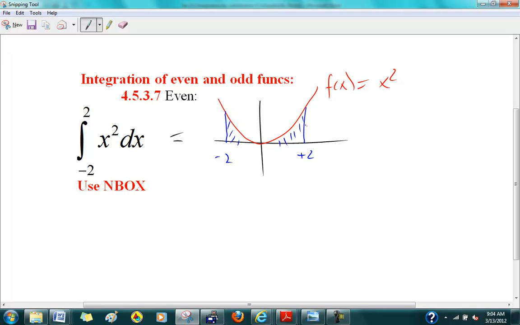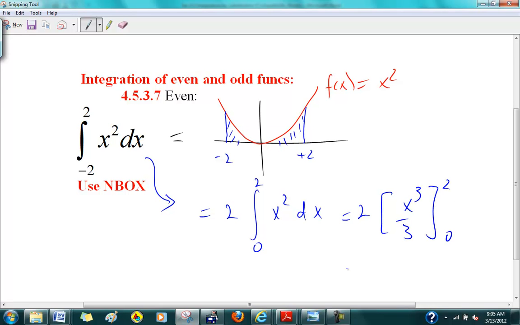What do you think is happening to the blue shaded areas? What do you think the relationship is? They are equal. Okay, they are equal. So I can rewrite this as equal to 2 times the integral of x squared dx from 0 to 2. All right, and you know that this is then equal to 2 x cubed over 3, from 0 to 2, and so that gives me 16 over 3.